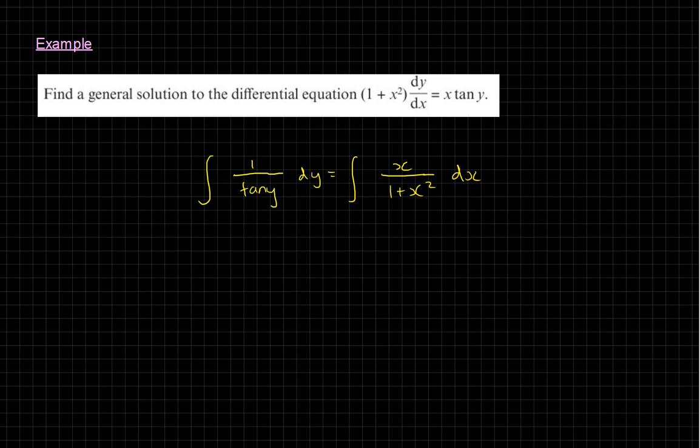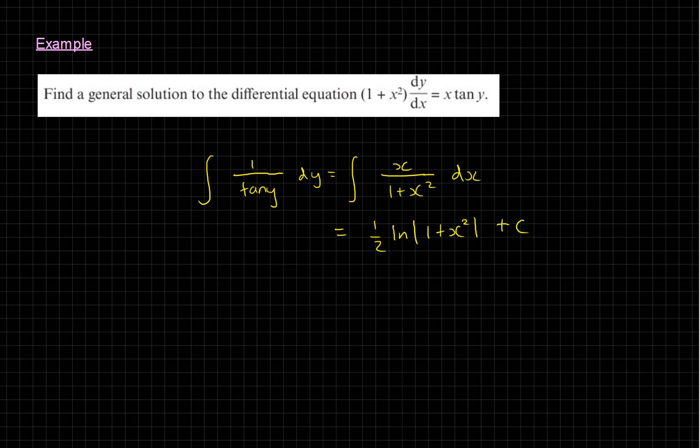And then from there, you're just doing your usual sort of integration. The right hand side looks quite easy. The derivative of the denominator is 2x. So therefore, I'm going to get a half of ln of the mod of 1 plus x squared. I'm going to add the plus c to the right hand side already.